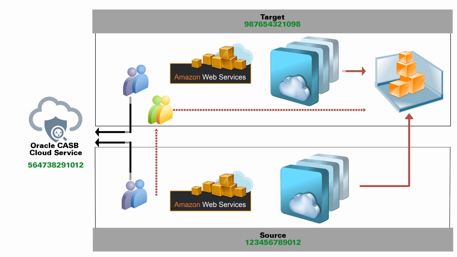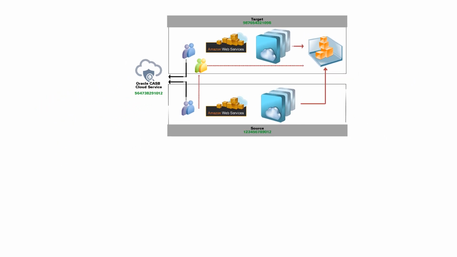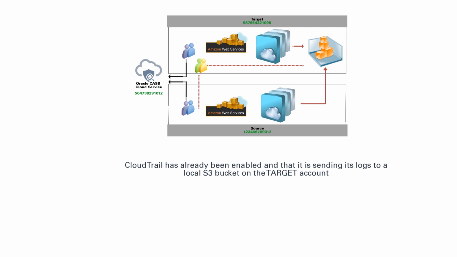This walkthrough will show the creation of the IAM role in the Source AWS account configured in cross-account logging with a target account. It will also show the registration of the Source AWS account in Oracle CASB Cloud Service. At this point in the configuration, it's assumed that CloudTrail has already been enabled and that it's sending its logs to a local S3 bucket on the target account.